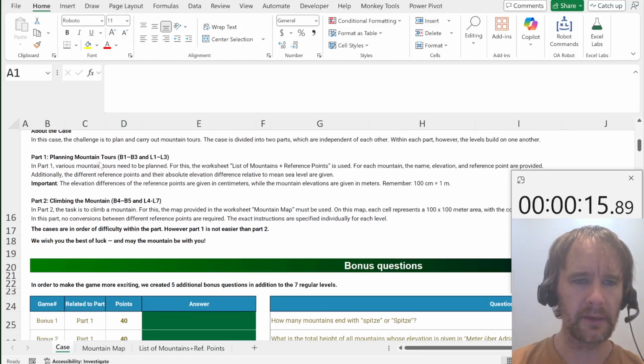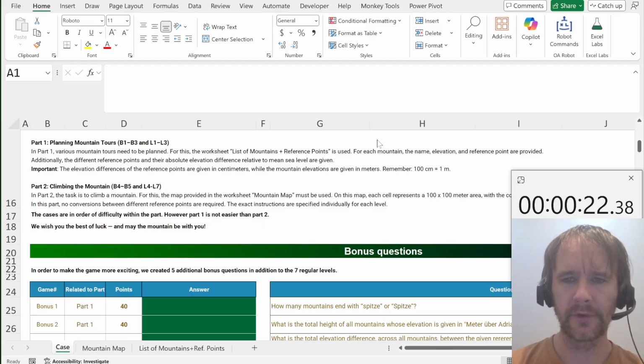Part 1, planning mountain tours. B1 to 3, L1 to 3. Part 1, various mountain tours need to be planned. For each mountain, the name, elevation, and reference point are provided. Additionally, the different reference points and their absolute elevation difference relative to mean sea level are given. Elevation differences of the reference points are given in centimeters, while the mountain elevations are given in meters.